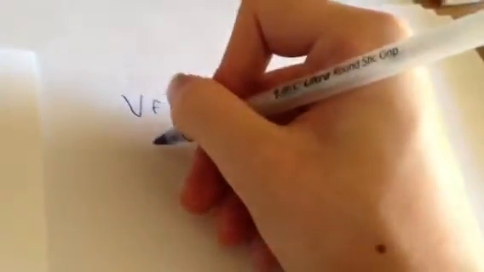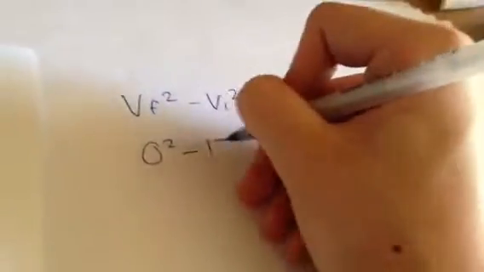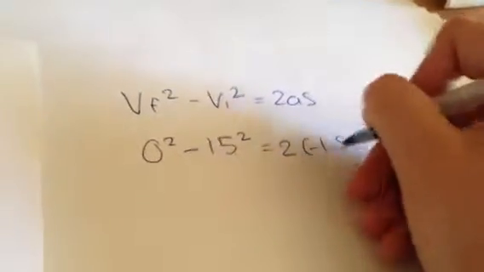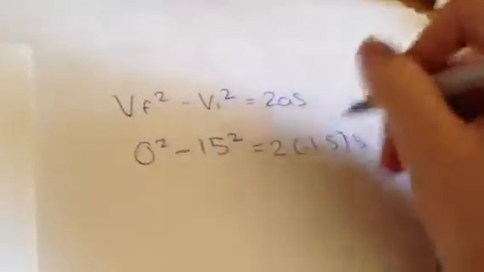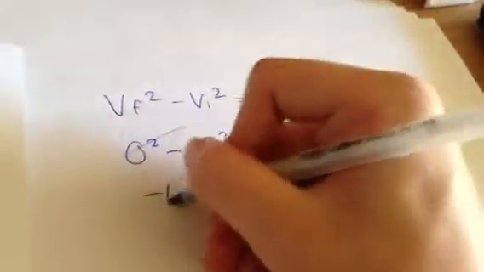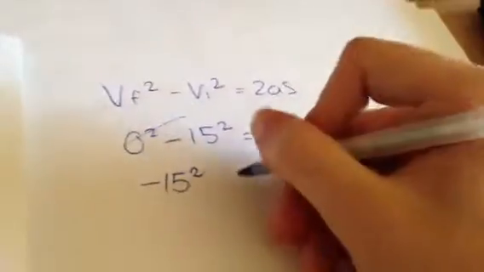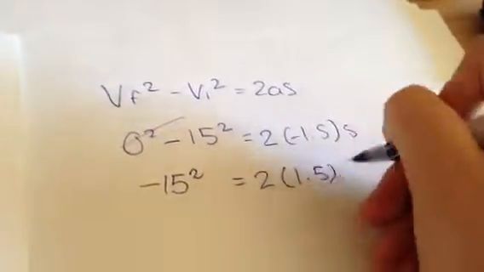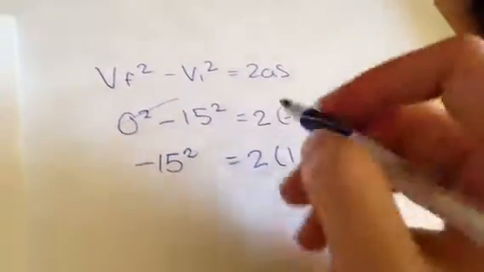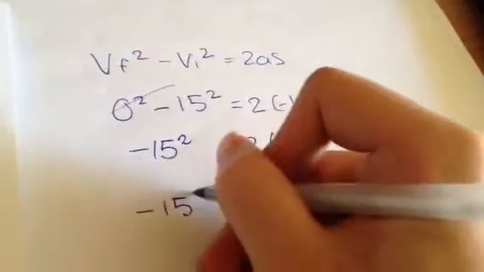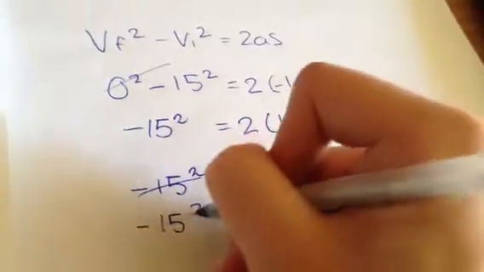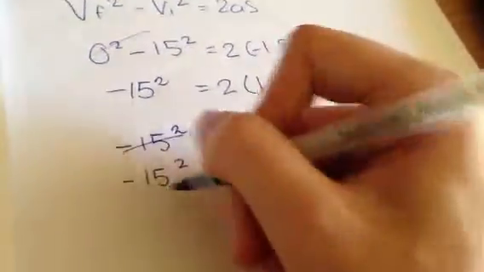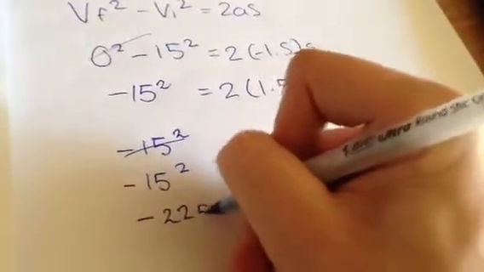and I'll just plug in the results I've got. Final velocity is 0, initial velocity is 15 squared, because obviously you're going to have to square it there. Then we have two lots of negative 1.5, and then we have S, and S is unknown. So we can get rid of that, and that's just negative 15 squared. And that equals two lots of 1.5 S. So what we can do next is go negative 15 squared. In fact, we'll probably expand negative 15 squared first, and from that we're able to get negative 225.